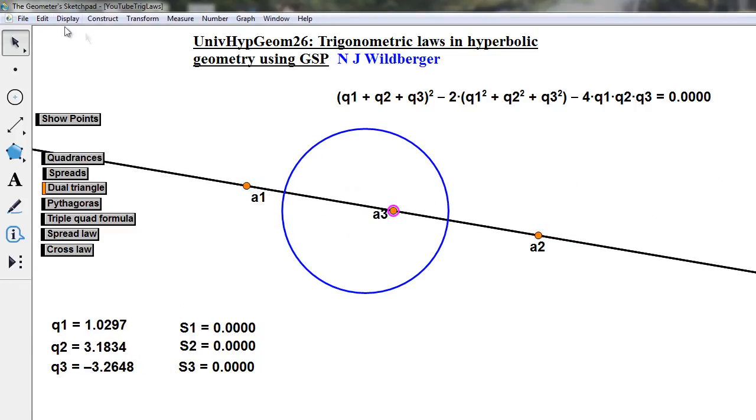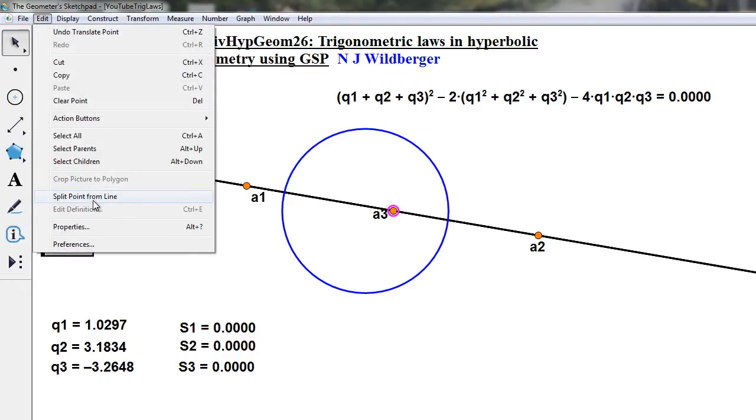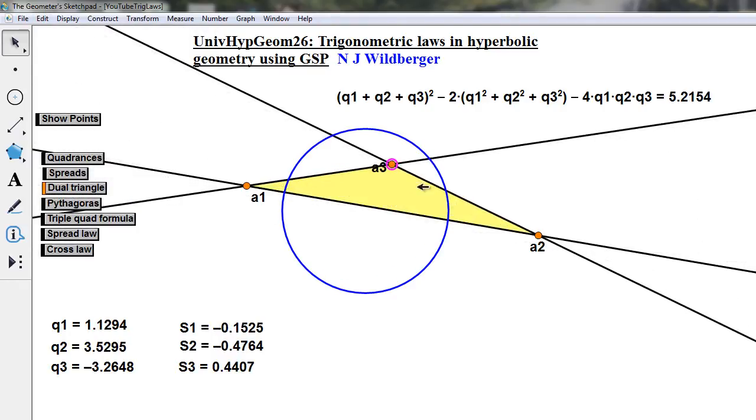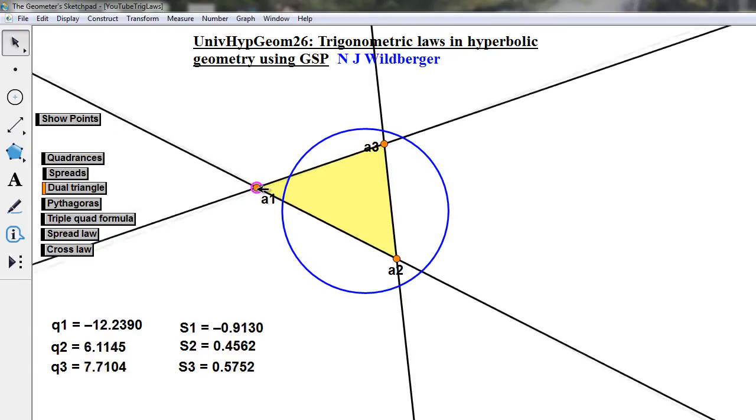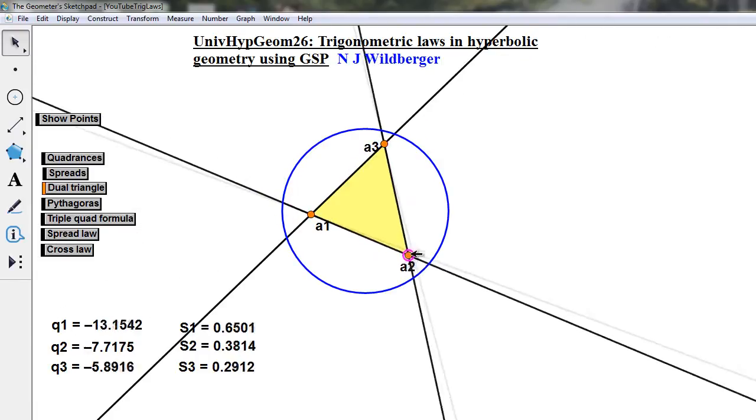Alright, let's undo that. Let's split the point from the line. So now it's a triangle again, and we can get rid of the triple quad formula. Okay, there are two other important laws. The spread law is the next one.